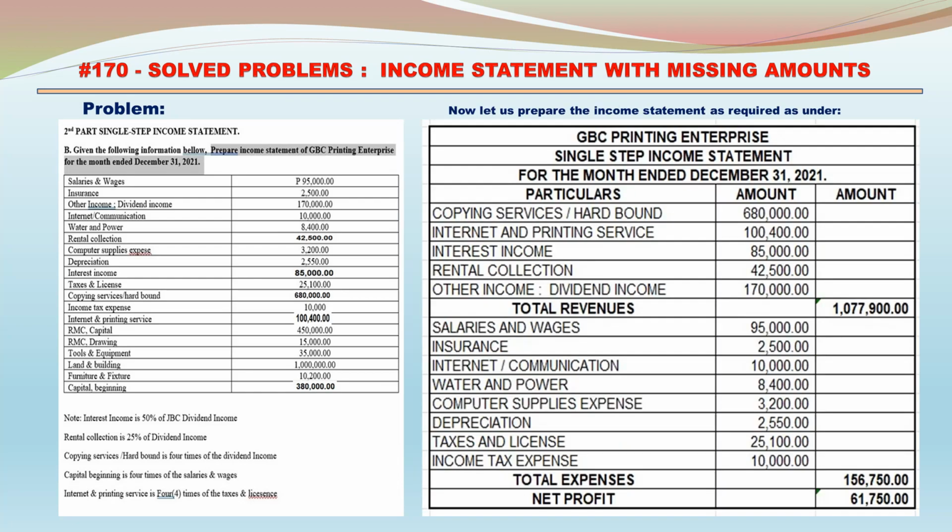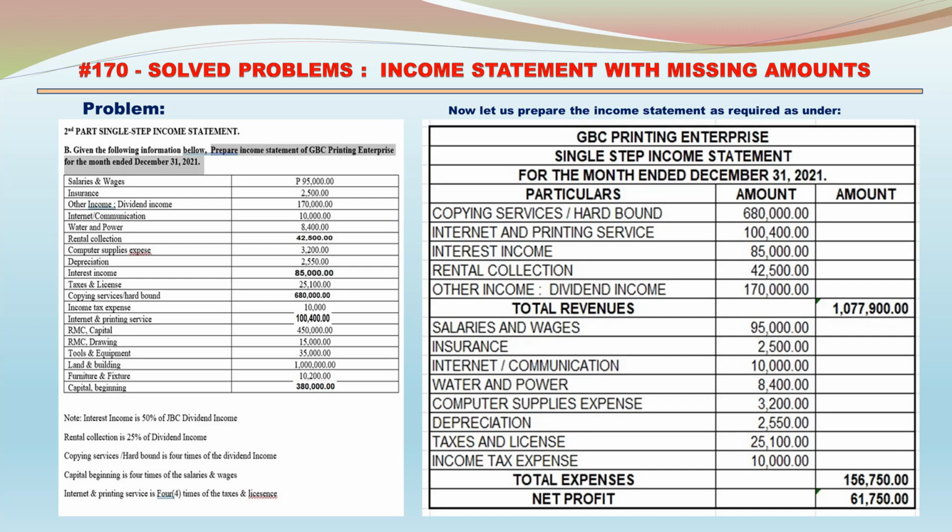Now let us prepare the income statement as required. GBC Printing Enterprises single step income statement for the month ended December 31, 2021. Particulars, amount. Copying services hardbound 680,000. Internet and printing services 104,000. Interest income 85,000. Rental collection 42,500. Other income, dividend income 170,000.